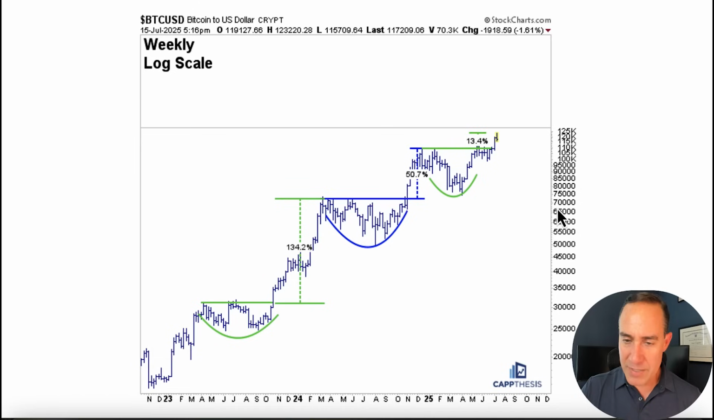And then another way of looking at this is going back to 2023 as well. This is now a log scale, seeing these breakouts just from those consolidation periods and how much further Bitcoin had to go. 134% advance before the next consolidation phase, and then a 50% advance just from last fall to the end of the year. And so far, only about 13% above this last breakout zone. So from this perspective, it could have much further to go as well.